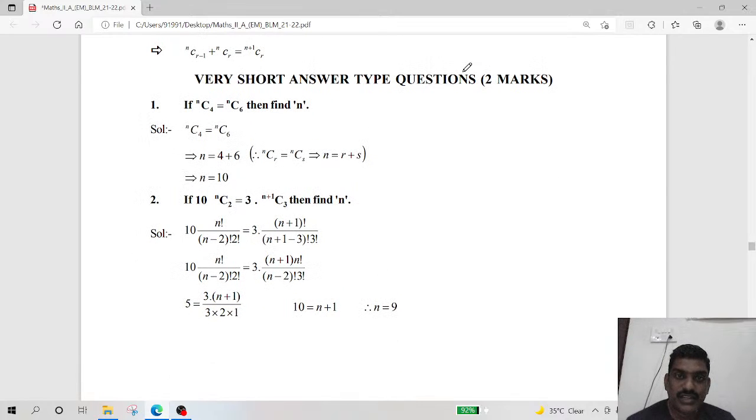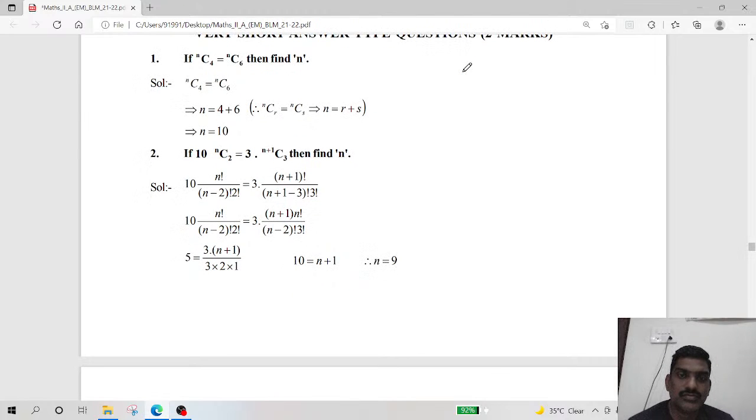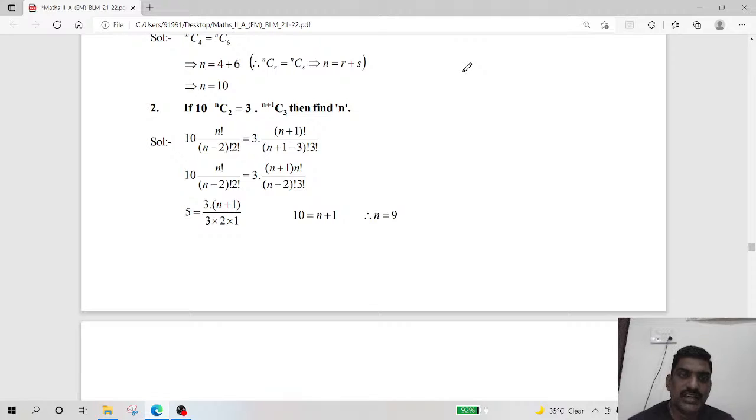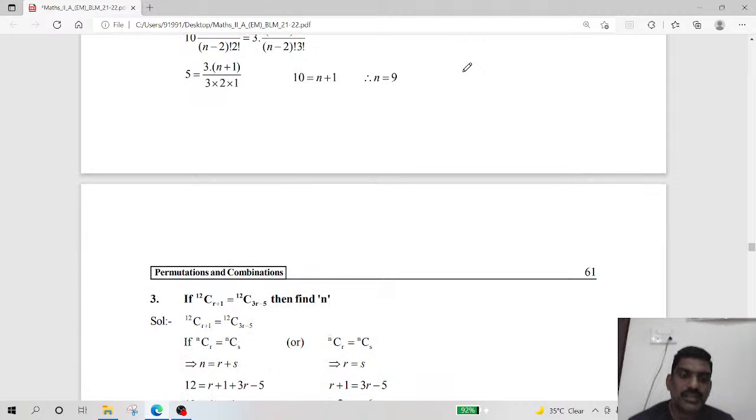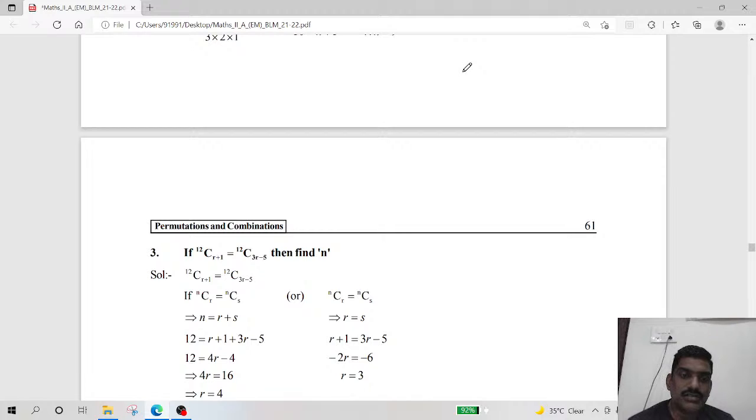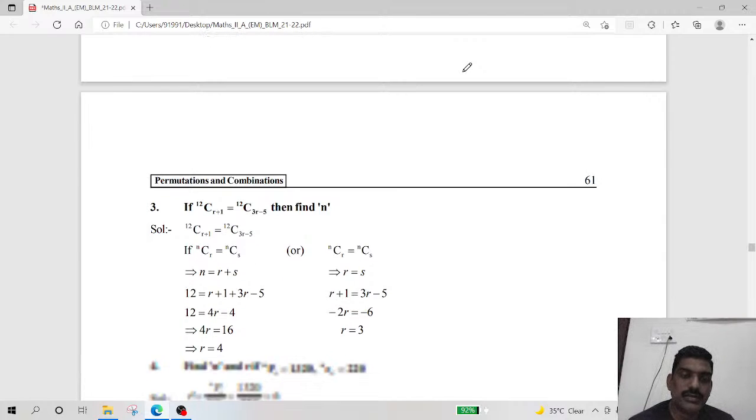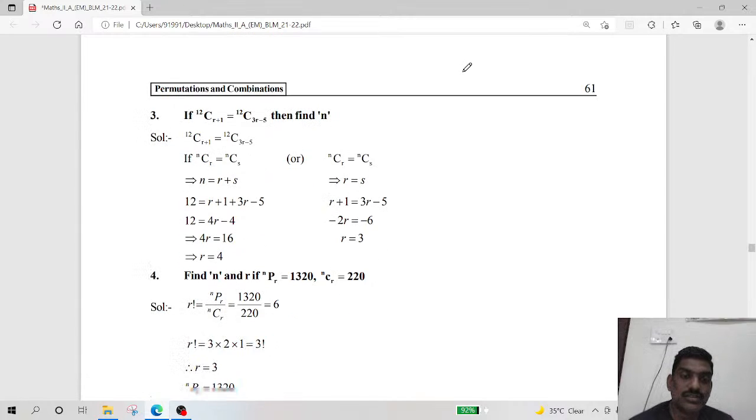Okay. Next, very short answer type question, sir. If nC4 is equal to nC6, then find n. When it is possible, sir, n is equal to 4 plus 6, or r is equal to s. Next, if 10 times nC2 is equal to 3 times n plus 1 C3, write both the formulas and simplify. Question number 3, 12C(r plus 1) is equal to 12C(3r minus 5). If nCr is equal to nCs, when is it possible? When r is equal to s, or n is equal to r plus s. N is equal to r plus s, we can get r is equal to 4. For r is equal to s, we can get r is equal to 3.